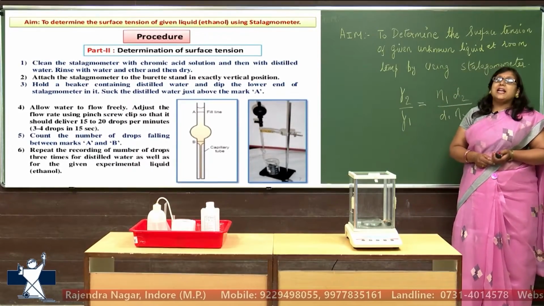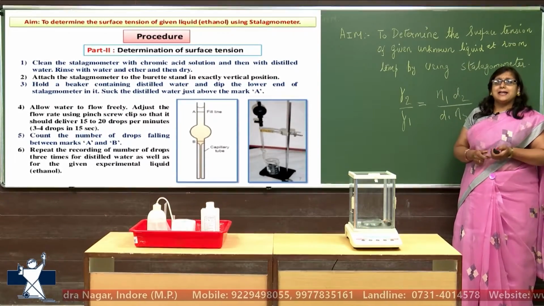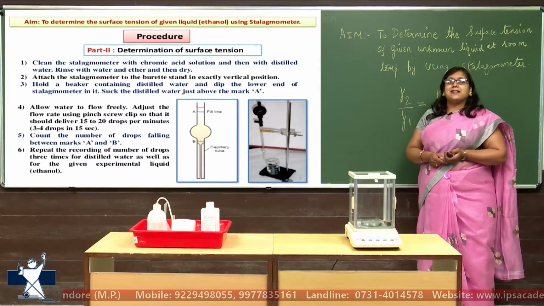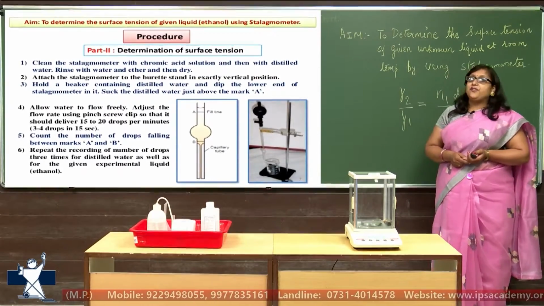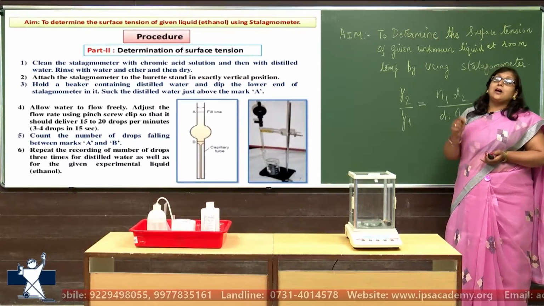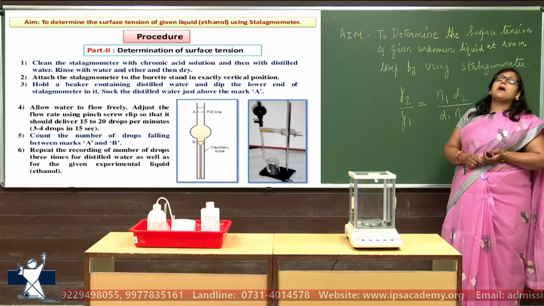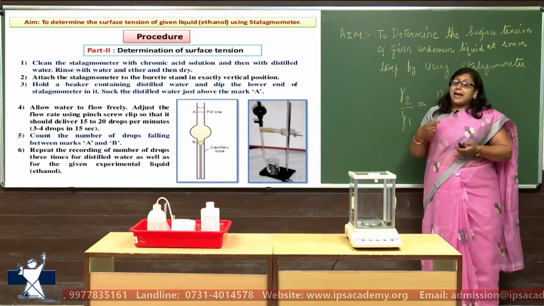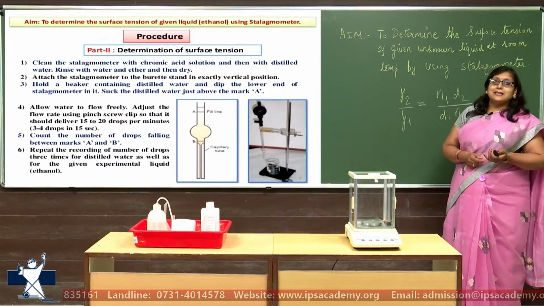We will allow the liquid to flow down, and we will adjust the stalagmometer so that it should deliver 15 to 20 drops per minute, that is 3 to 4 drops in 15 seconds. Then we will start the count and we will allow the liquid to flow from mark A to mark B, and this we are going to repeat 3 times as we have to take the mean.